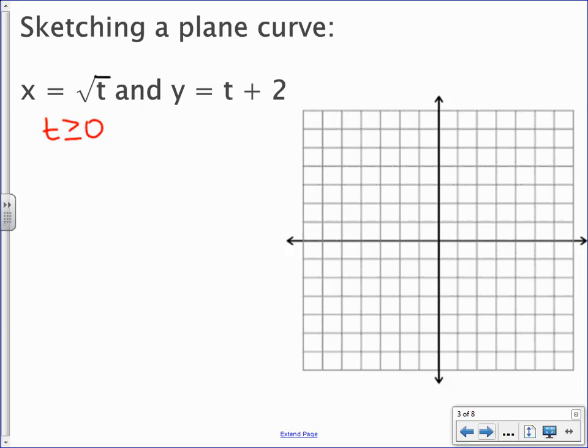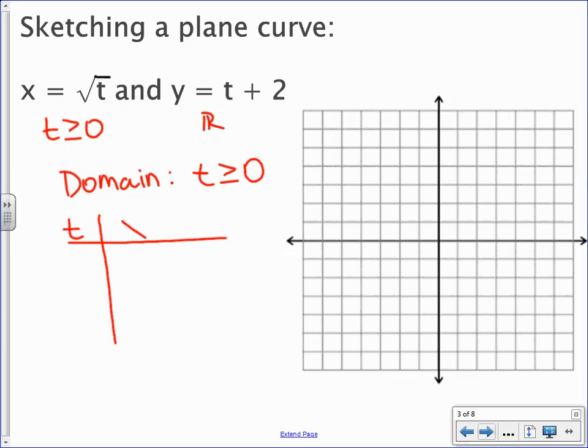Can I plug anything into t for the y equation? We can. Here, okay, t can be anything, right? But since I have a restriction for x, we have to look at where these two are going to overlap. So our domain in this equation is when t is greater than or equal to 0. Okay, that's going to win over. So if we want to make a t, x, y chart, we have to begin at 0 because we cannot plug in negative numbers.